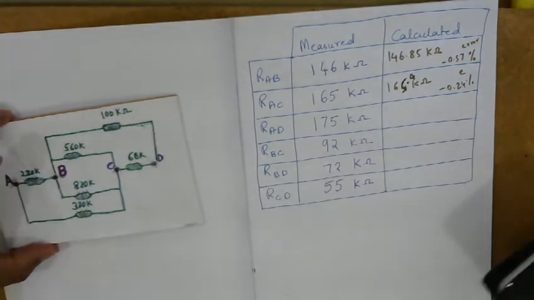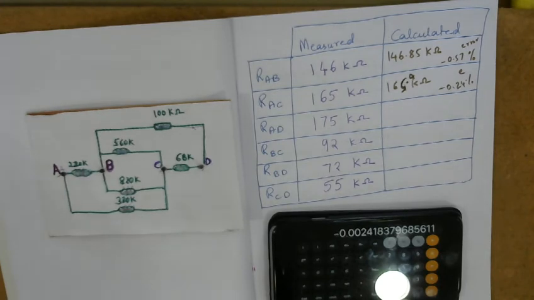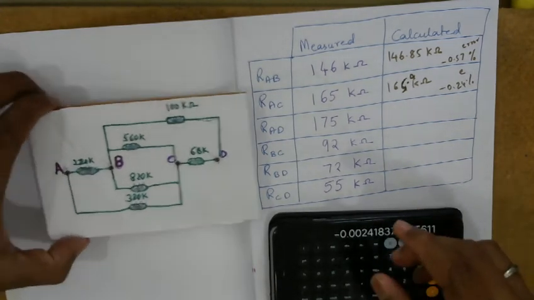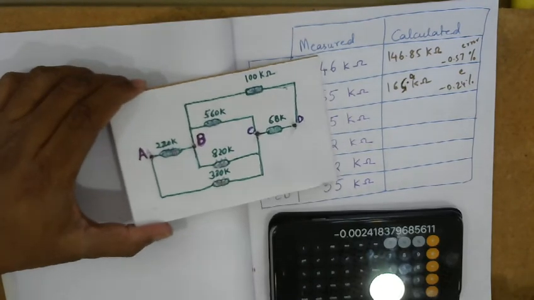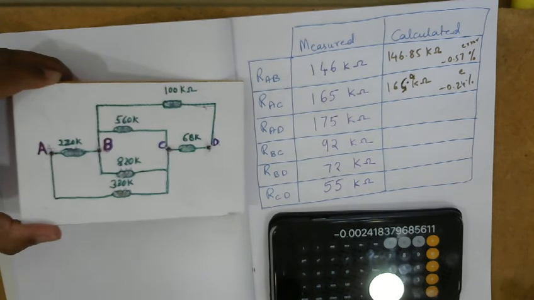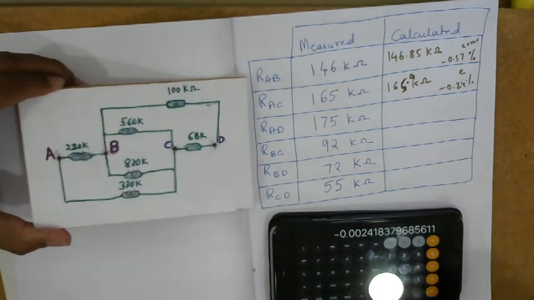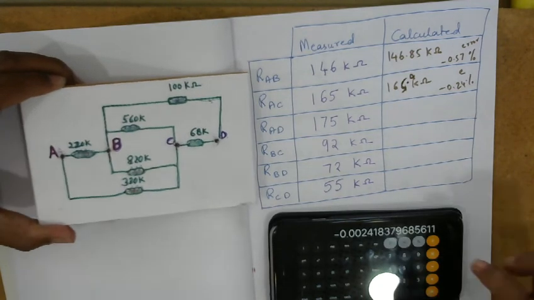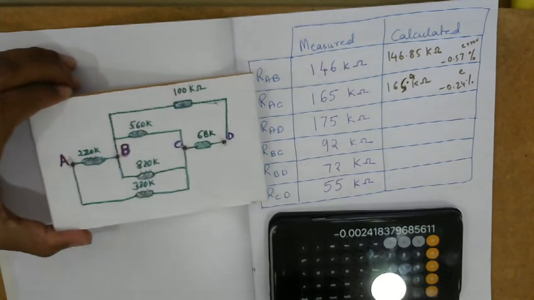Okay, so in the next video let's go to the resistance AD. In fact, I'm sorry, we'll not do AD because AD has a small problem. We have to do delta to star conversion. We'll come to it, but before we go to AD, let's directly jump to RBC. So let's go to RBC in the next video.